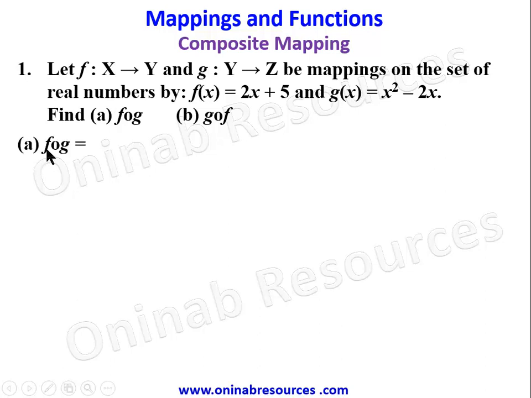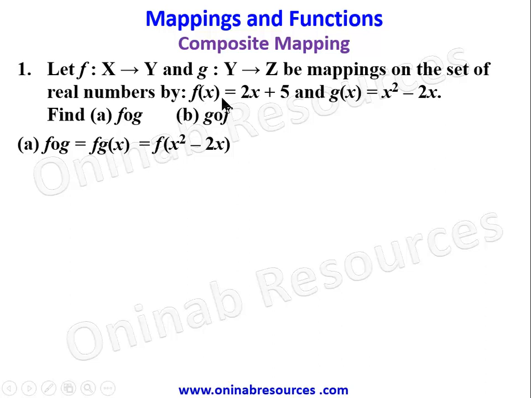We start with A. For problem A, we have to find fog, that is a composition of mappings of f and g, which is interpreted as g first, then f. So with this interpretation, it is f of g of x. Then we bring in g of x, which is x squared minus 2x.